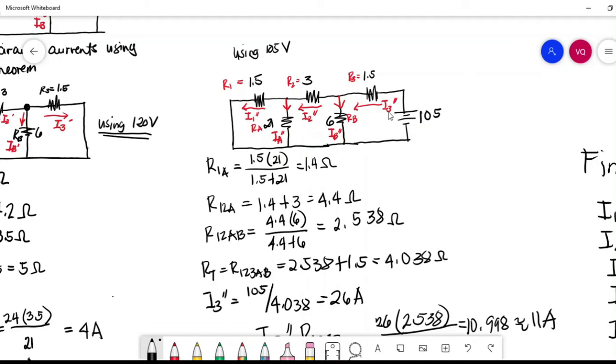Before we solve the I3 double prime, these are the branch currents for 105 volts: I1 double prime, IA double prime, I2 double prime, IB double prime, and I3 double prime. Before solving the total current, which is the I3 double prime, we will solve first the total resistance. By doing that, we will first parallel R1 and RA. So that is equal to 1.5 times 21 divided by 1.5 plus 21 equal to 1.4 ohms.